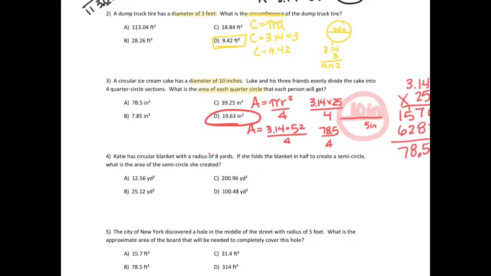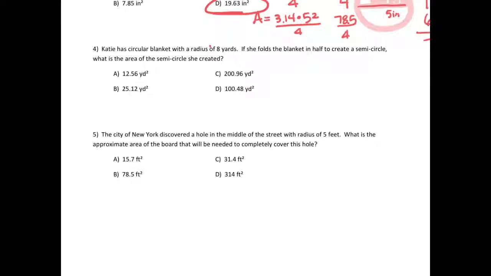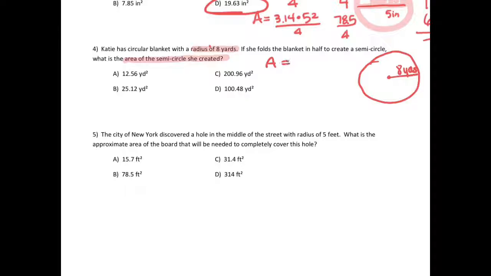Number 4. Katie has a circular blanket with a radius of 8 yards. If she folds the blanket in half to create a semicircle, what's the area of the semicircle? So we're looking for the area of a semicircle with a radius of 8 yards. We're going to do our area formula for a circle, which is area equals pi r squared. But since it's a semicircle, we're dividing by 2 because it's half of a circle.